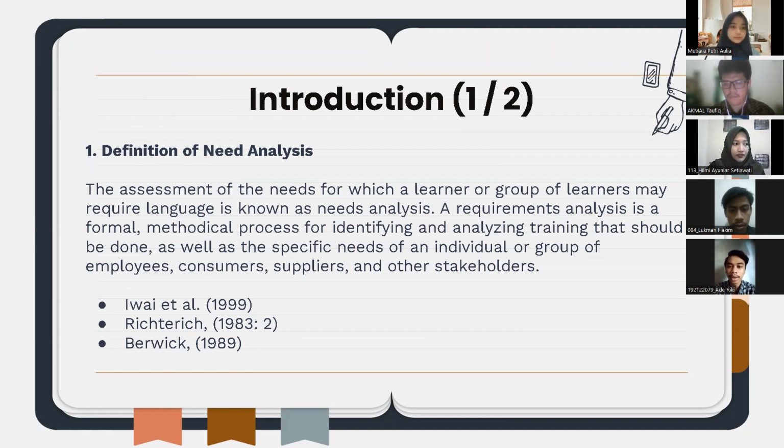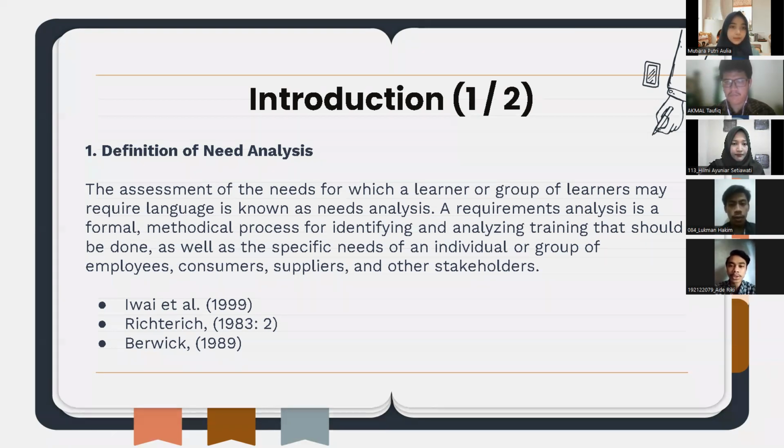According to Ey et al. in 1999, the term needs analysis generally refers to the activities that are involved in collecting information that will serve as the basis for developing a curriculum that will meet the needs of a particular group of students.